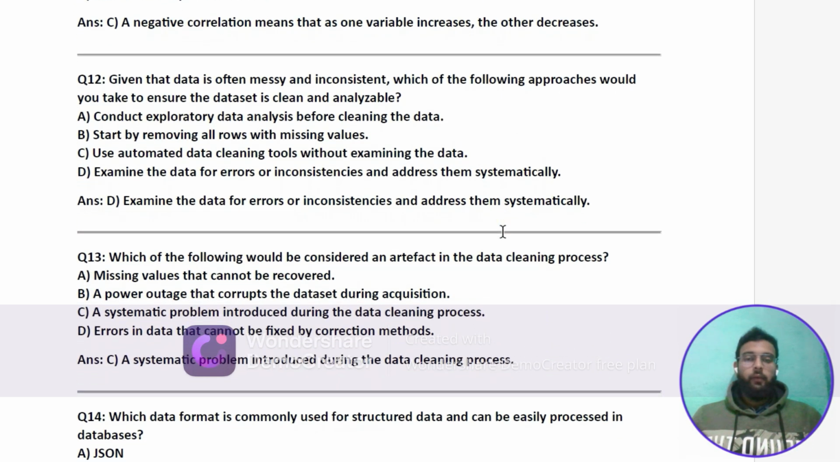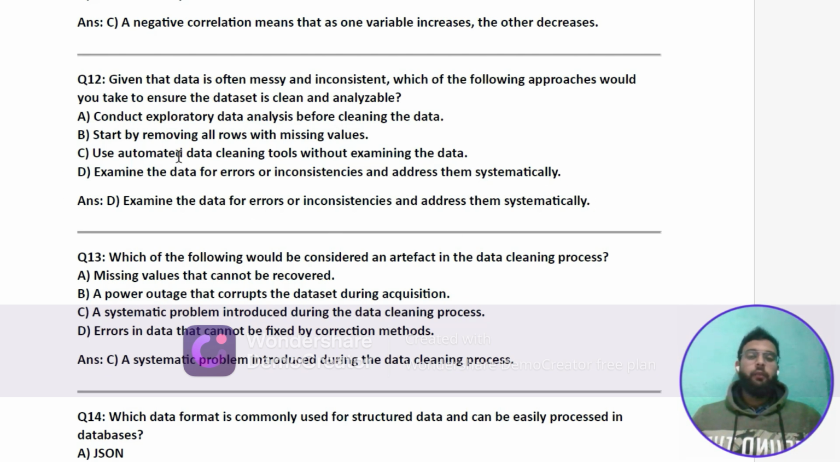The next and the 12th question is, given that data is often messy and inconsistent, which of the following approaches would you take to ensure the data set is clean and analyzable? A. Conduct exploratory data analysis before cleaning the data. B. Starting by removing all rows with missing values. C. Using automated data cleaning tools without examining the data. And D. Examine the data for errors and inconsistencies and address them systematically.